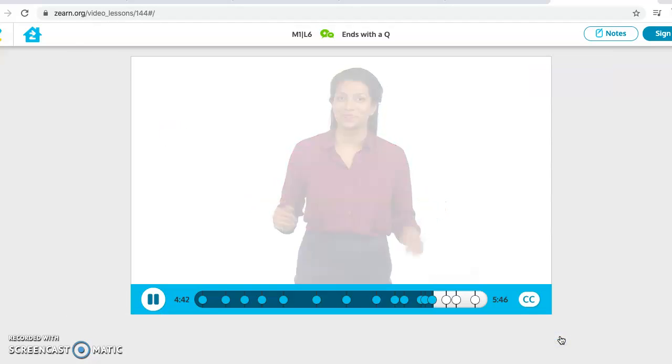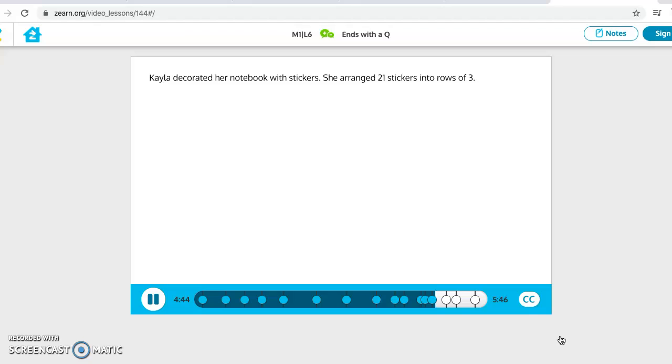Ready for one more? Kayla decorated her notebook with stickers. She arranged 21 stickers into rows of 3. Create an array to represent the problem. Remember, there are 3 stickers in each row.